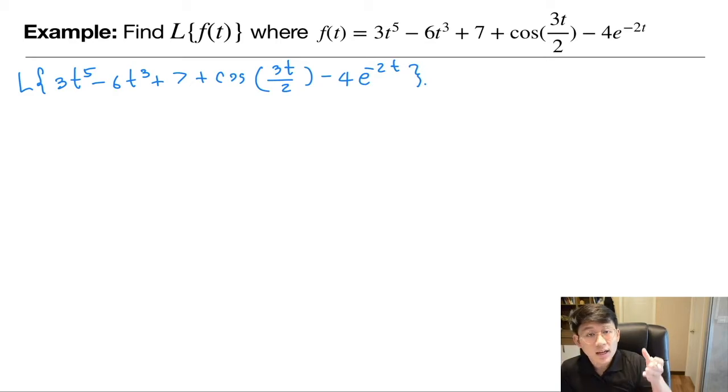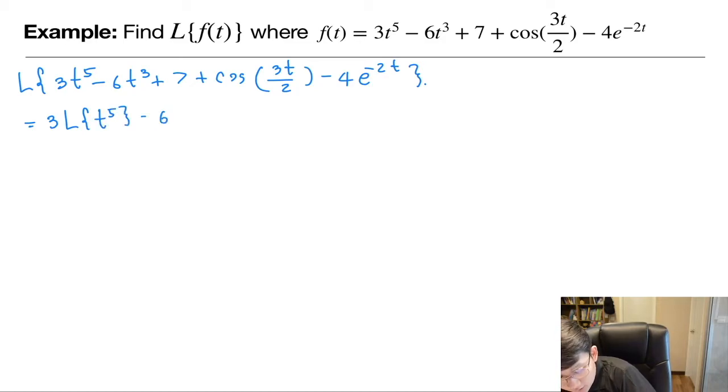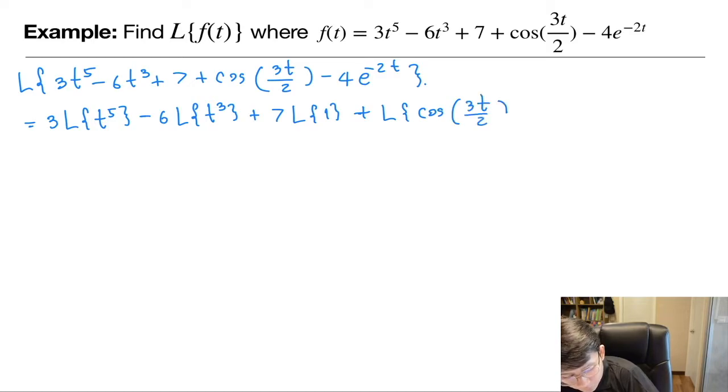Okay, and as I told you, the Laplace transform is a linear operator. So it means that here you can take the Laplace transform of 3t to the 5, but you can pull the 3 out because 3 is a constant. So you have 3 times the Laplace transform of t to the 5, minus 6 times the Laplace transform of t cubed, plus 7 times the Laplace transform of 1, plus the Laplace transform of cos 3t divided by 2, minus 4 times the Laplace transform of e to the minus 2t.